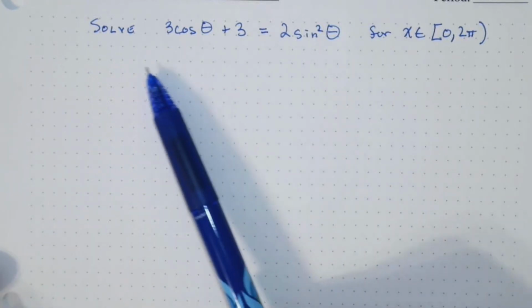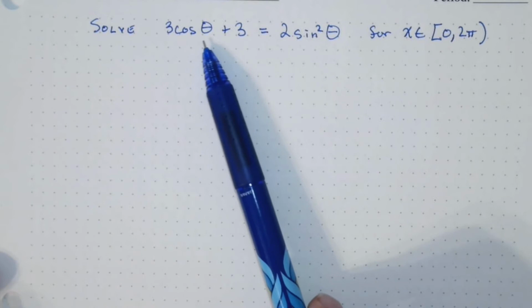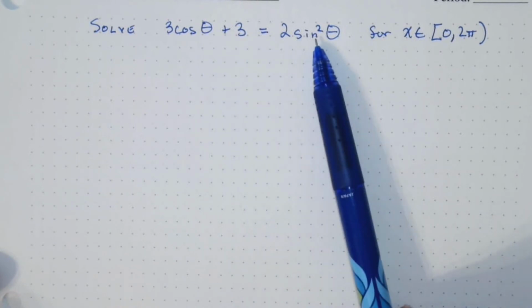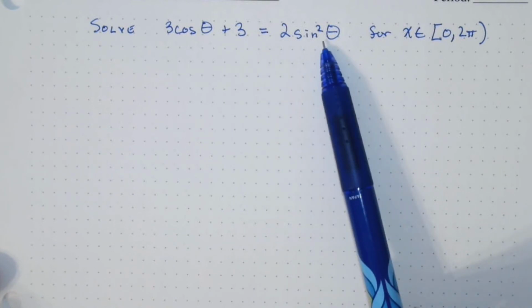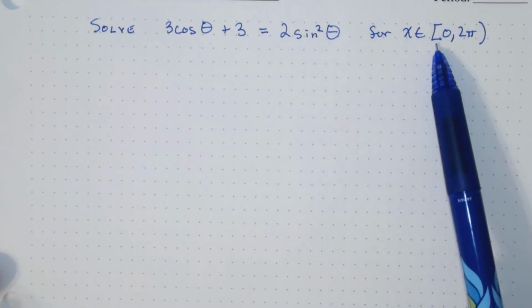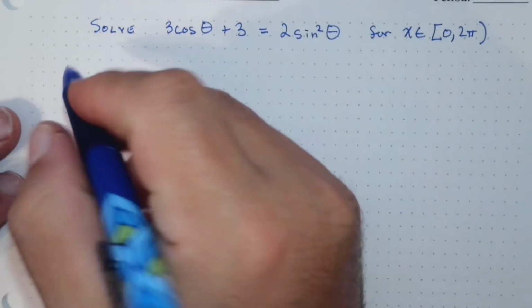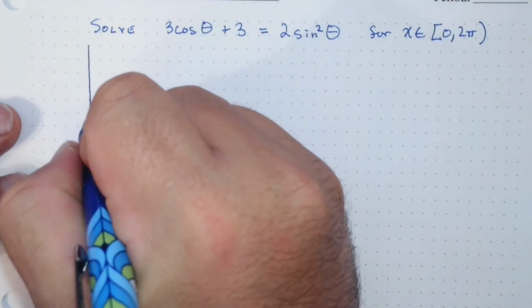Okay, so let's solve this analytic trigonometry equation. 3 cosine of theta plus 3 equals 2 sine squared of theta, where theta is on the interval from 0 to 2 pi. Okay, so a quick reminder.